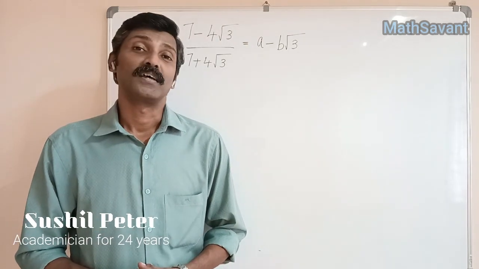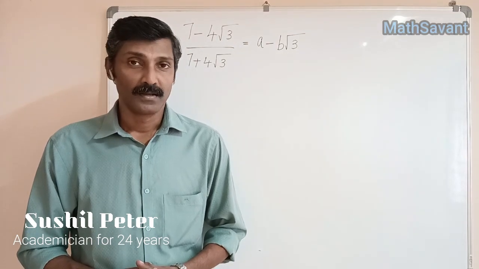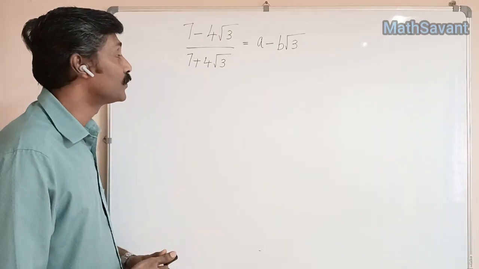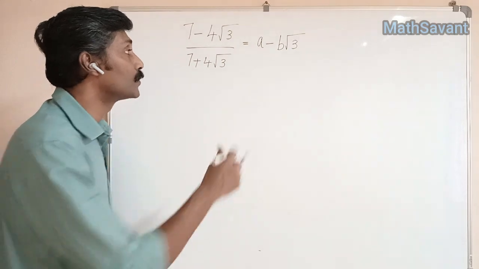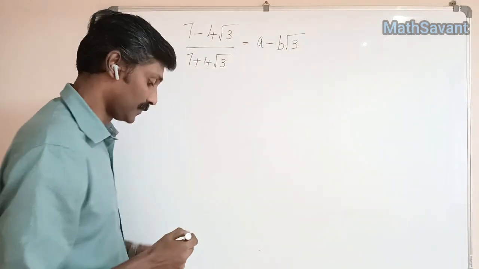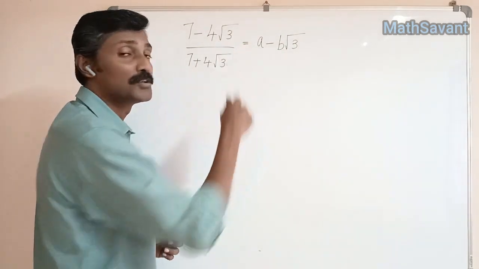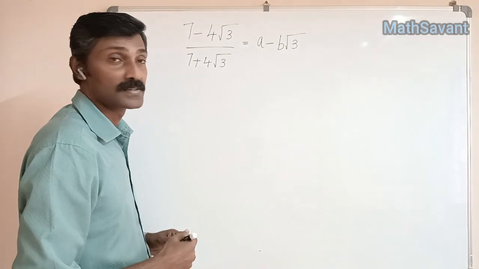So we have a question shared by one of my students. And this is the question. (7 minus 4 root 3) divided by (7 plus 4 root 3) equal to a minus b root 3. So we are asked to find out the value of a and b, right? So how do we solve this?